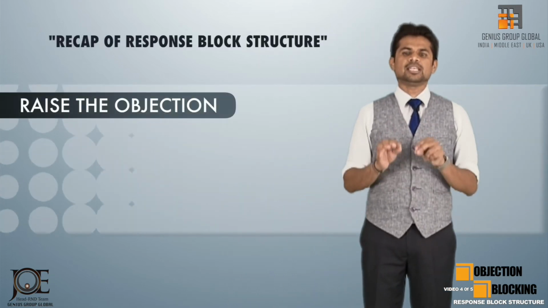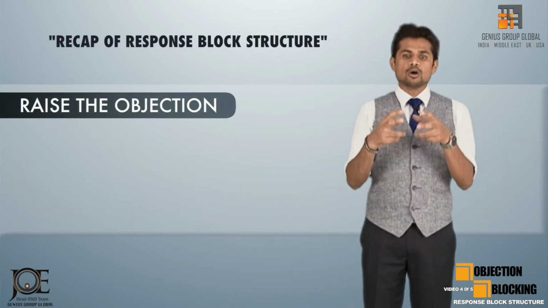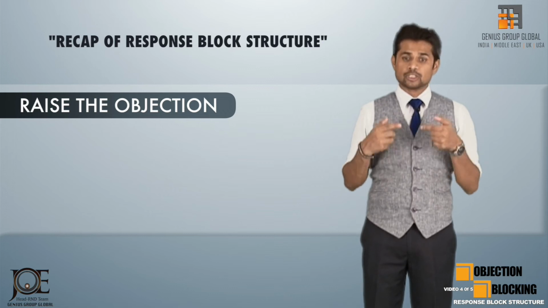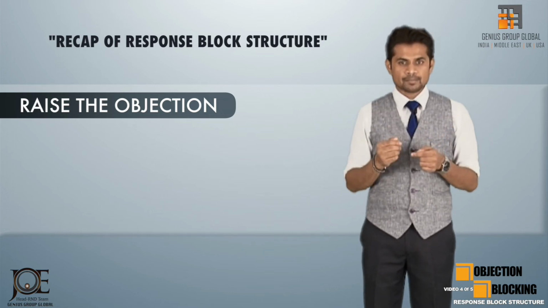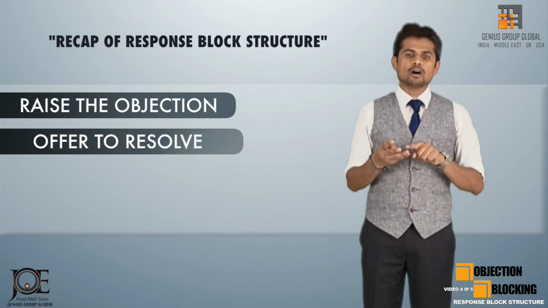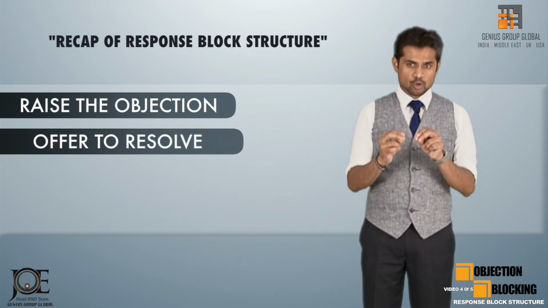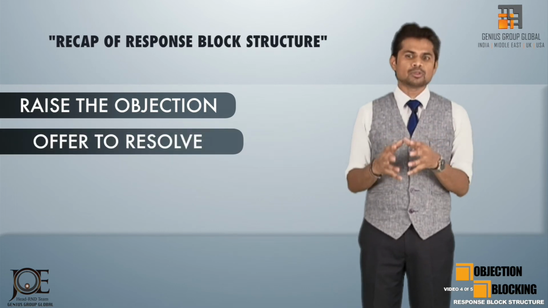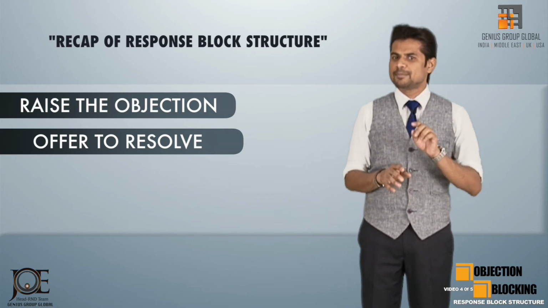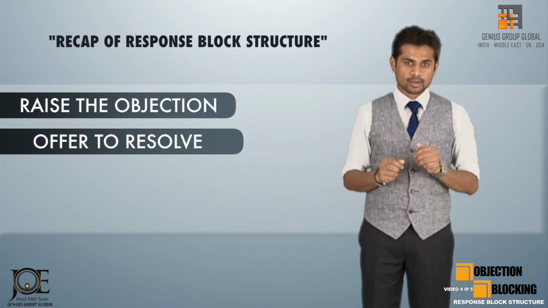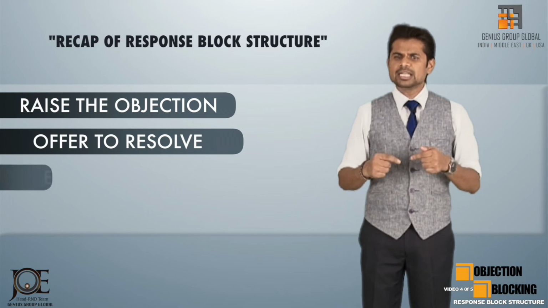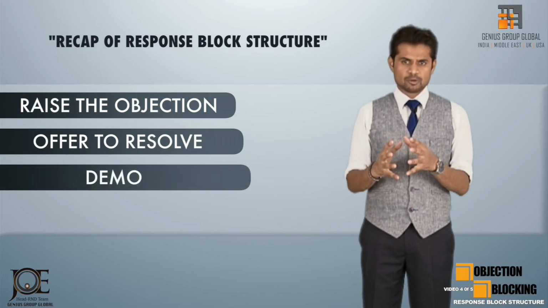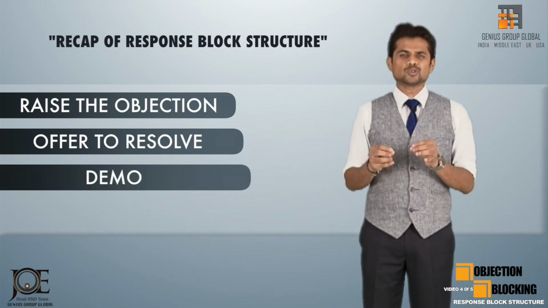So once again, the process of objection blocking using response block structure as taught by Victor Antonio is step number 1, raise the objections, because we want to own the objection so that we can control it and take it off our way. Then step number 2, we are going to offer to resolve by assuring the prospect that we can show how the objection is not really going to be a problem for him or a roadblock. And then in step number 3, we demonstrate to show to the prospect and prove it to them that it is not really an objection.